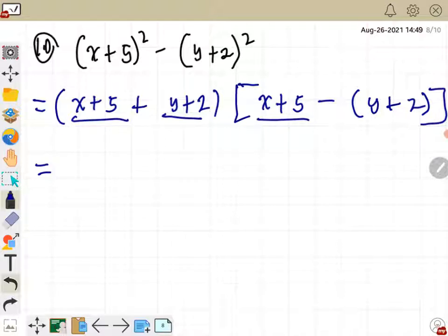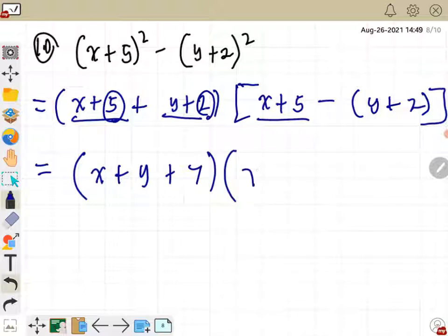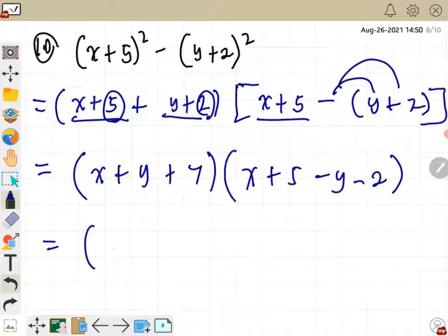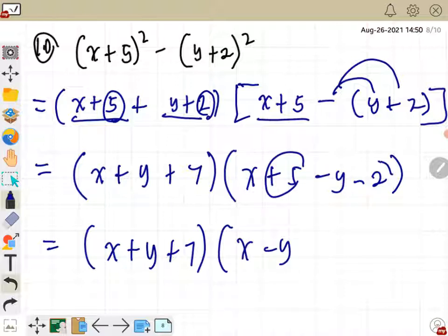Then this is the time that we try to simplify. So x and y, that's x plus y, plus 5 and 2 becomes 7. Then here we just copy, then distribute the minus to this one, that becomes minus y, and to this one, becomes minus 2. So our final factors are (x plus y plus 7) times (x minus y), with 5 and negative 2 becoming positive 3. So that is how we apply the difference of two squares in factoring expressions.